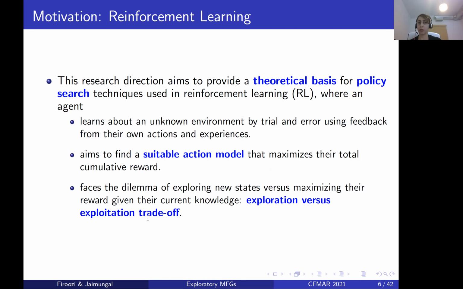One motivation behind this line of research is to provide a theoretical basis for policy search techniques that are used in reinforcement learning, where an agent learns about an unknown environment by interacting with the environment, by trial and error, executing actions and learning from their experiences. The aim for the agent is to find a suitable action model that maximizes their cumulative reward. In the process, an RL agent faces the dilemma of exploring new states versus maximizing reward given their current knowledge. This is called the exploration versus exploitation trade-off.